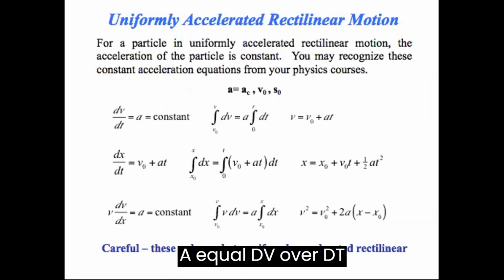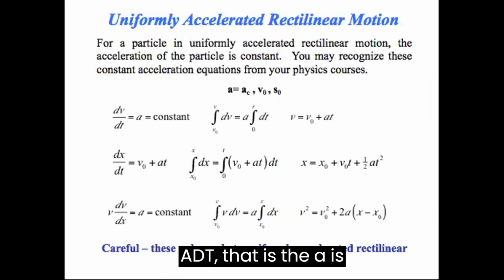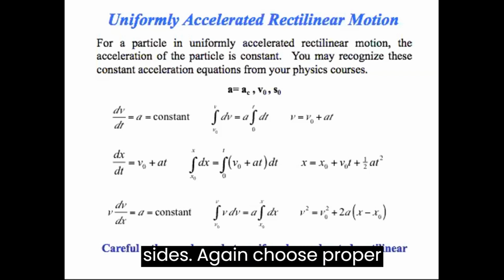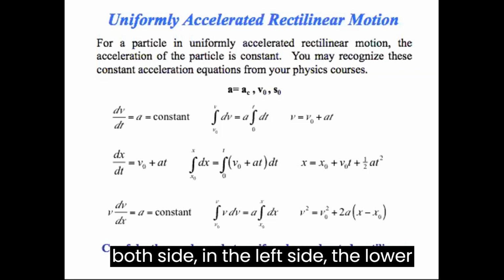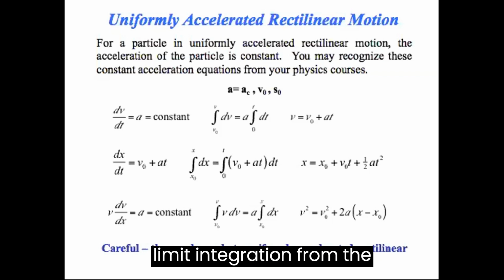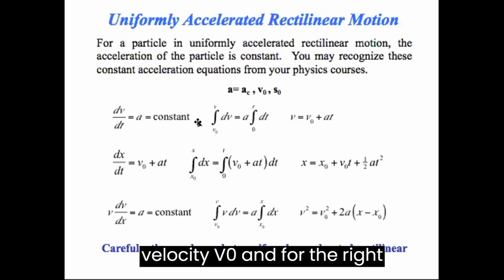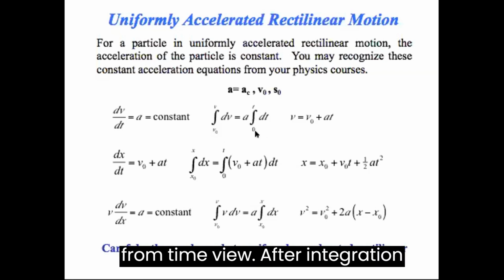a equals dv over dt. We can rearrange to dv equals a dt, where a is a constant. Now we integrate both sides. Again, choose the proper integration limits on both sides. On the left side, the lower limit of integration is the initial velocity v0, and for the right side, we integrate from time 0.